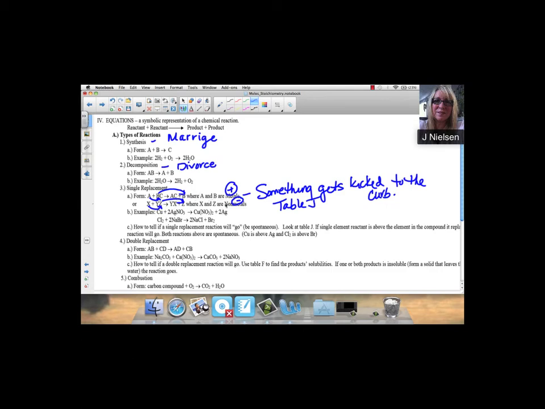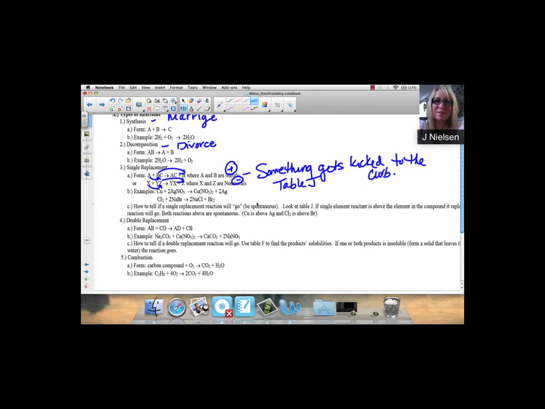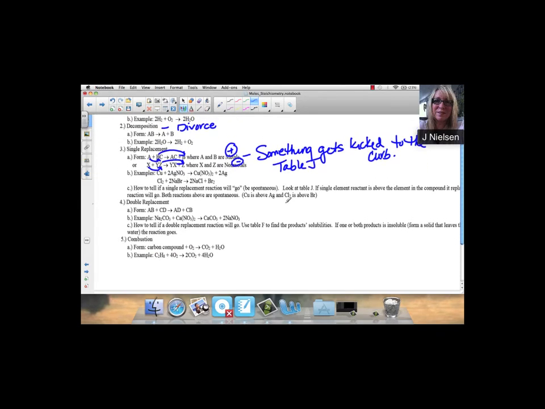Double replacement reactions. It's like two couples and they switch partners. So here you have A plus B, AB plus CD. Therefore, positive hooks up with negative, so A is going to hook up with D, and then positive C is going to hook up with negative B.